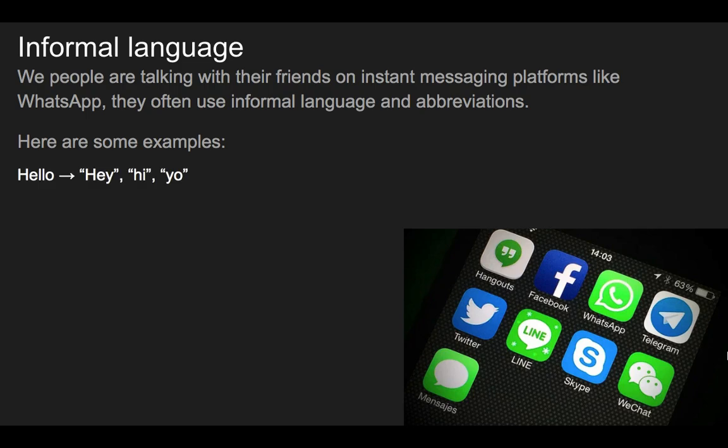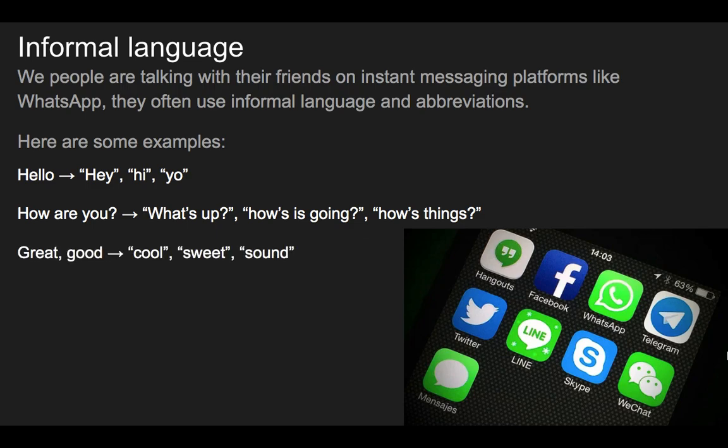So for hello or good afternoon or good day, we have hey or hi or even yo. For how are you, we have what's up, how's it going, how's things. There's kind of more informal ways of asking how are you. Great or good, you can also say cool, sweet, sound. Okay, okay is fine, it's perfectly informal. You can also say all right.